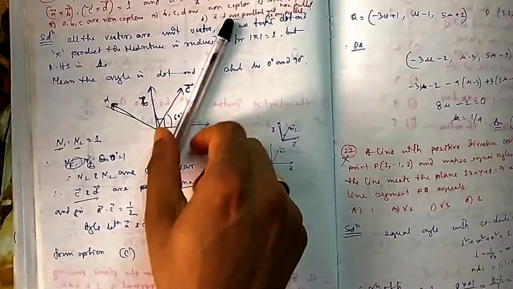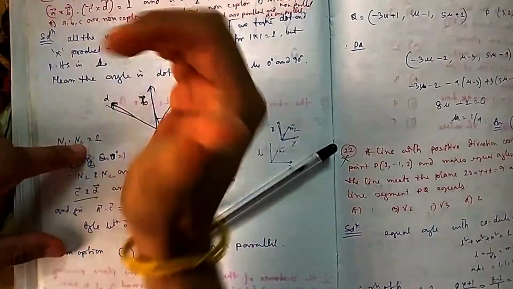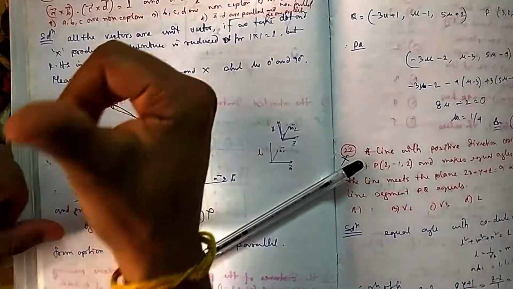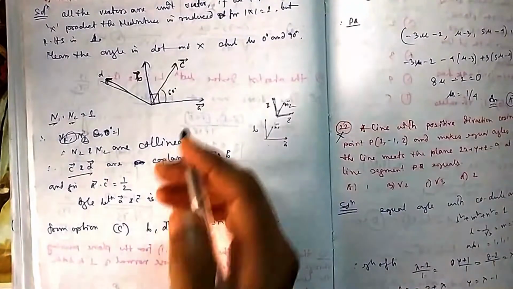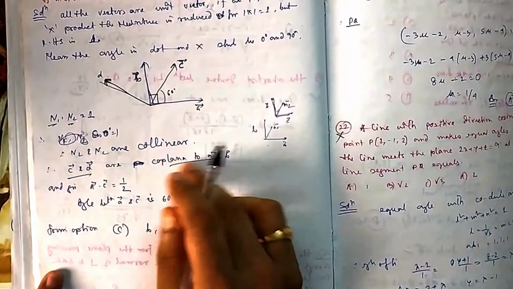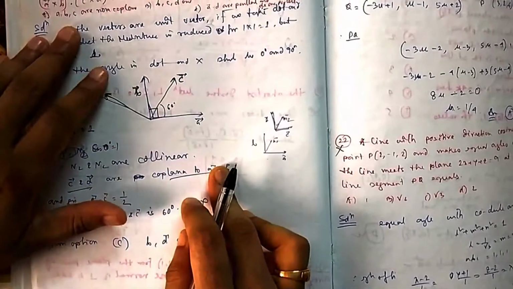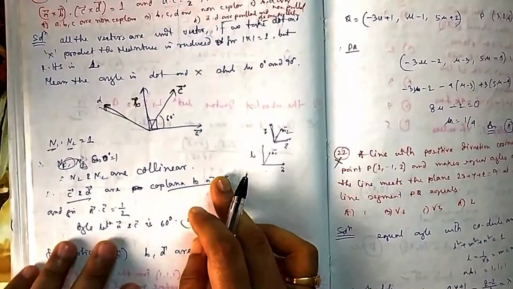Then only it is possible. A, B, C, D. So A cross B will also be this, C cross D will also be this. So both these normals are collinear to each other. Therefore their dots will be equal to 1. Like this, I dot I equals 1 in this one. So they are coplanar. So obviously options A and B are not okay.